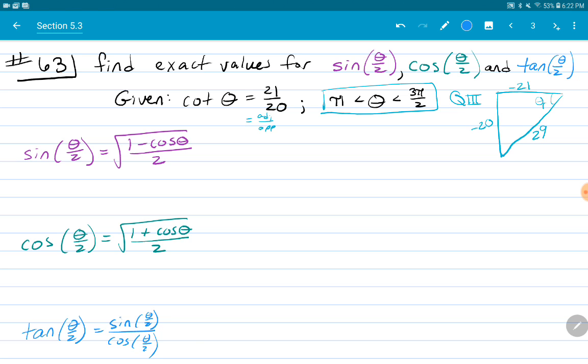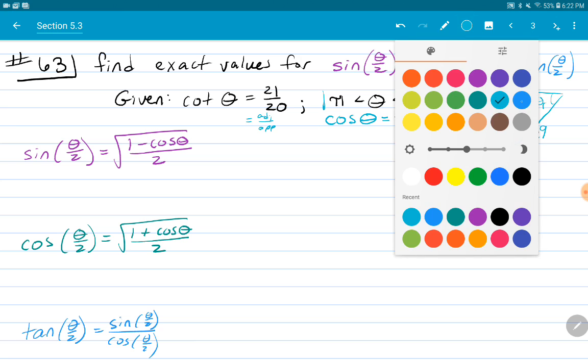So let's plan on this. Looking at my formulas here, the only thing I need is cosine. That's the only thing I need from that triangle. So going back to my light blue, from this triangle, the information I need is that cosine is adjacent over hypotenuse, which is negative 21 over 29. So I'm going to plug that into our formulas here.